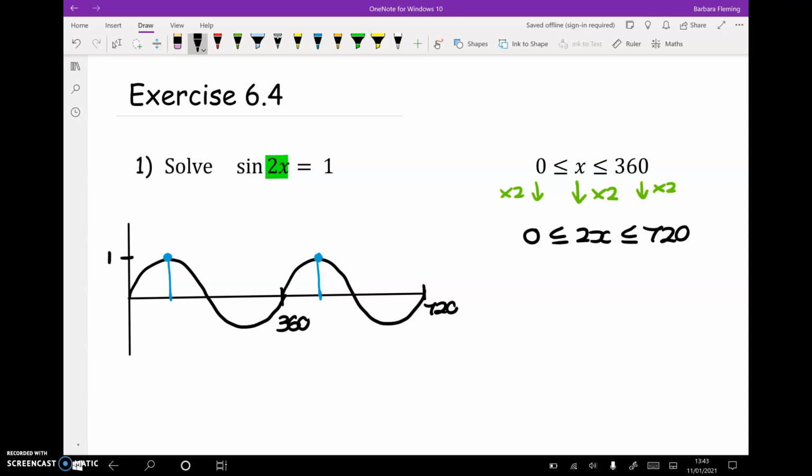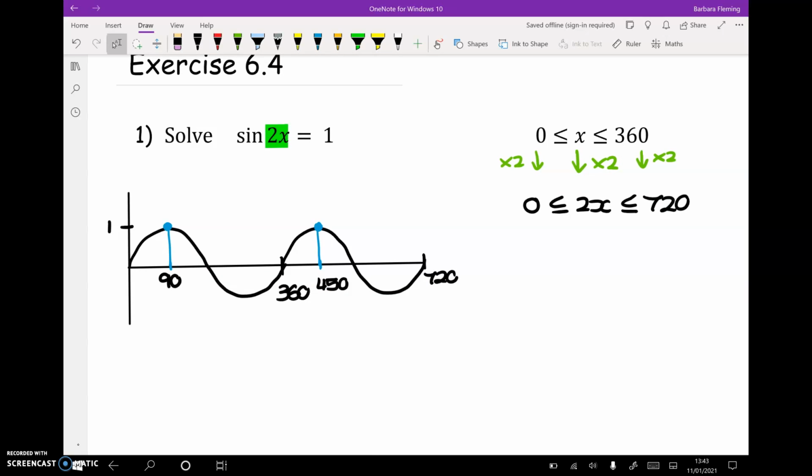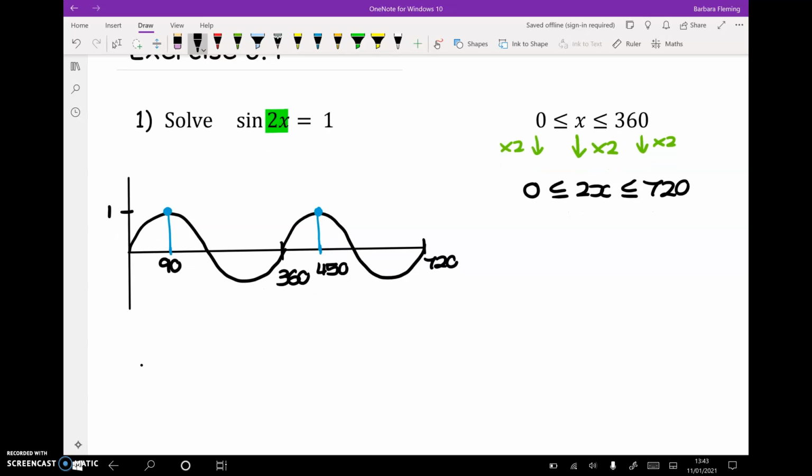And just knowing your graph, you should know that that is 90 degrees in there. 90, 180, 270, 360. And then 90 further on than 360, so you should have 450 in there. So a slightly unusual case. Now remember that this is 2x this time, not just x. So 2x equals 90 and 2x equals 450 degrees.